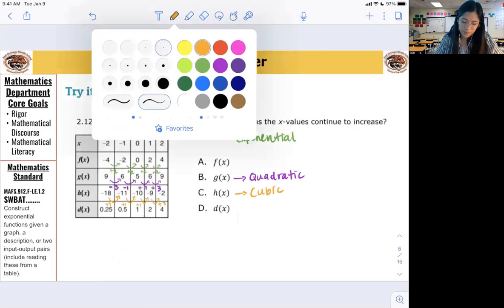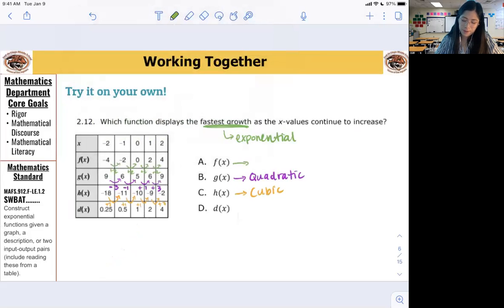By the way, what was f of x? Does anyone want to identify what type of function that one was? It was +2, +2, +2. What was that? Linear. Yeah, linear.